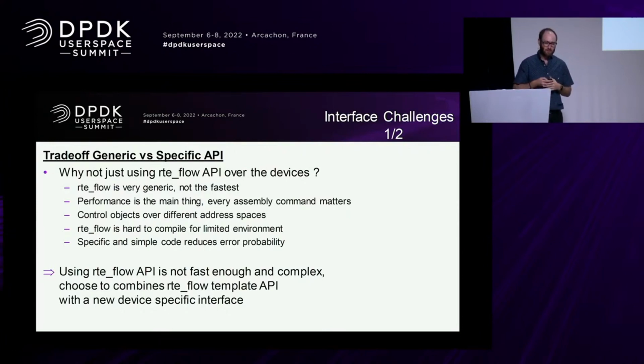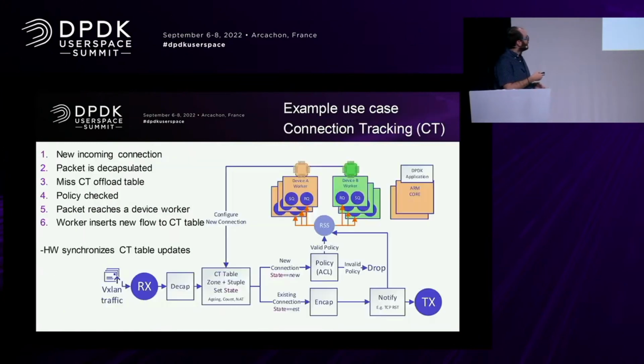So we thought that a specific code for the worker interface will reduce the error probability. And this is why we chose not to go with RTFlow API, but we chose to use the RTFlow template API, because for RTFlow template API, we had a presentation yesterday about it. I really like it. And it gives a good separation between control and data path. This good separation means that the pipe that I showed you here, I can build it very easily using RTFlow template API.